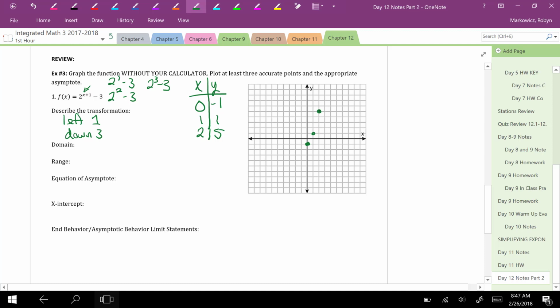Before I connect these, what type of asymptote do I have? Is it horizontal, where it goes left to right, or is it vertical, where it goes up and down? Horizontal. Knowing that we went down 3 now, where is that horizontal asymptote at? -3. What is the equation of that, though? Y equals -3. Now that I have that drawn in, I'm going to come here and connect my points.